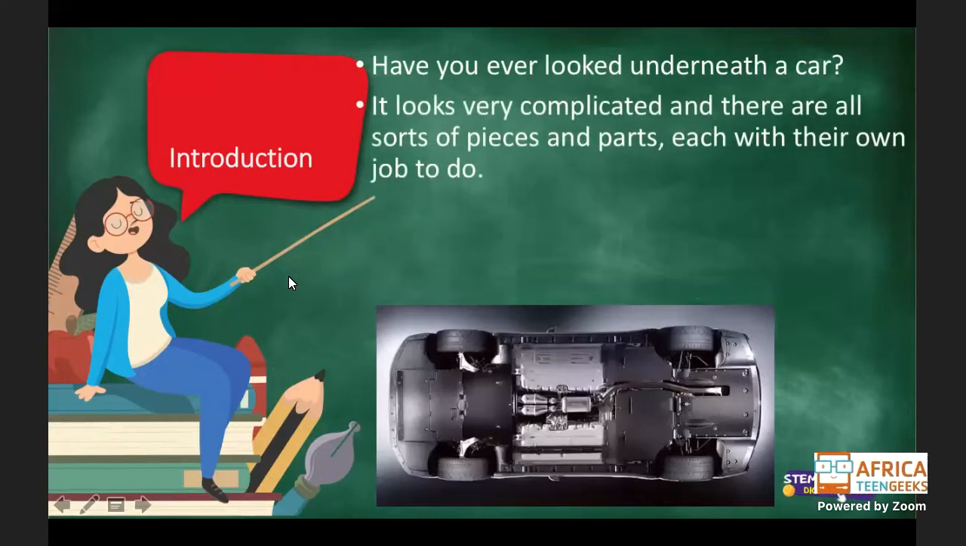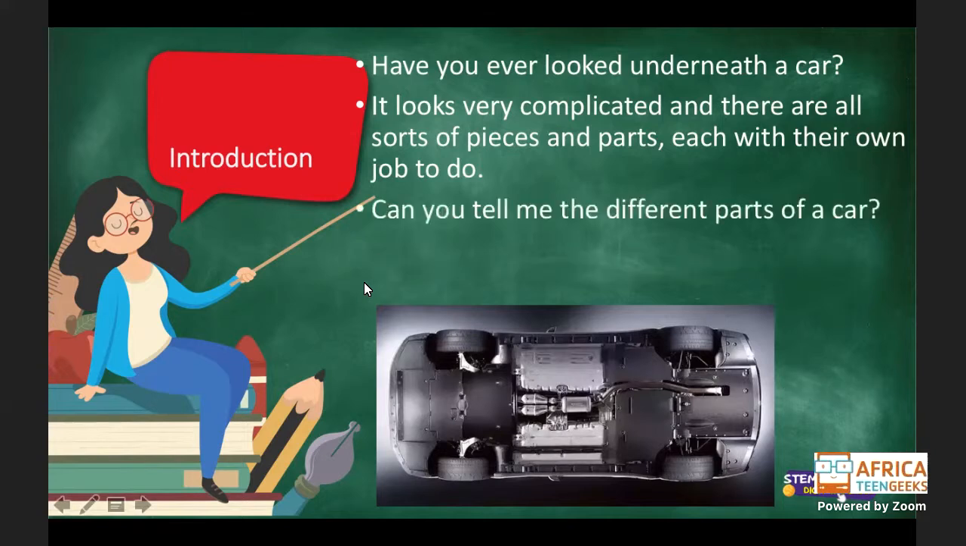Have you ever looked underneath a car? Can you type in the chat box? In most cases, some cars are very complicated, and there are so many small pieces and parts, each with their own specific job. Can you tell me the different parts of cars? Can you type in the chat box?